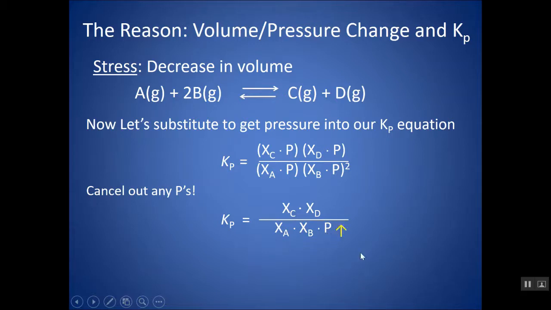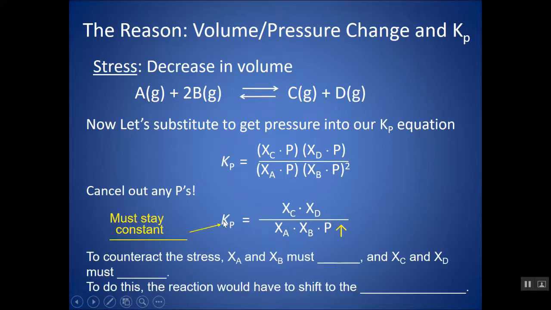So what does this mean now? Now pressure is affecting my equilibrium constant expression. It's actually in there. So if pressure were to go up, in order for Kp to be constant, because remember this entire fraction essentially has to be constant if I don't change the temperature, then to counteract this stress, what would XA and XB have to do? They would have to go down. So the mole fractions of those would have to go down.